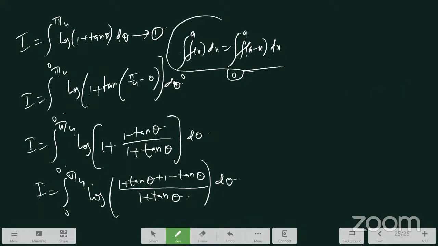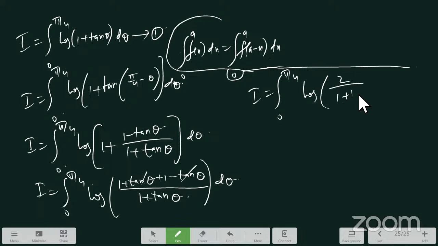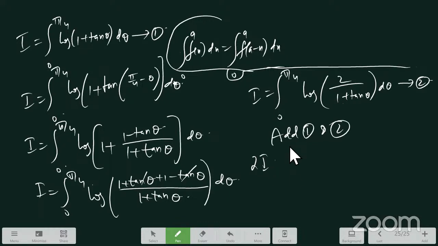Now, that is I is equal to the integral from 0 to pi by 4 of log of, now tan theta gets cancelled, 1 plus 1 is 2 by 1 plus tan theta d theta. This I will put as 2. Now add 1 and 2. That is I plus I, 2I.